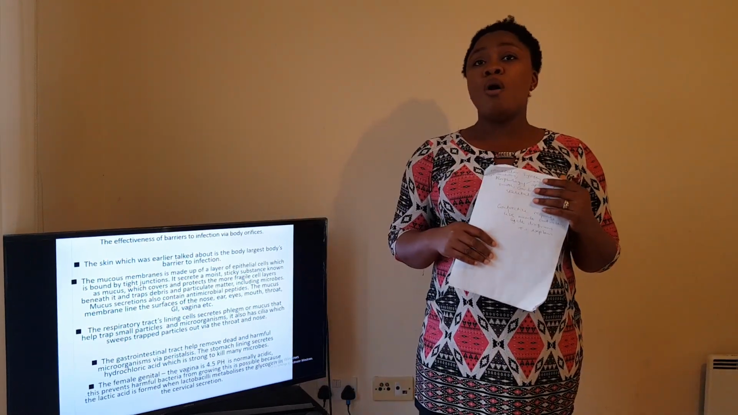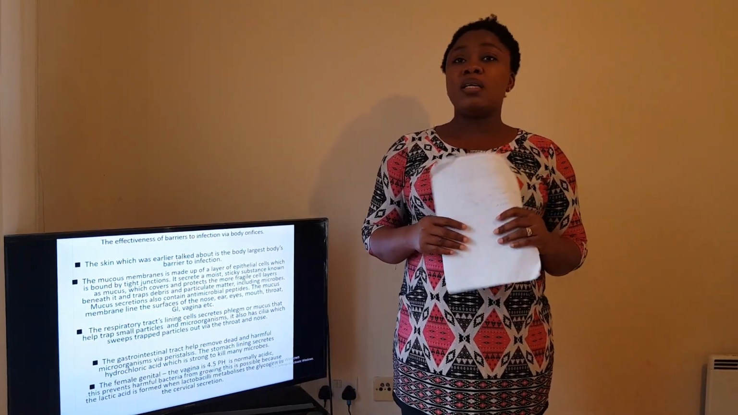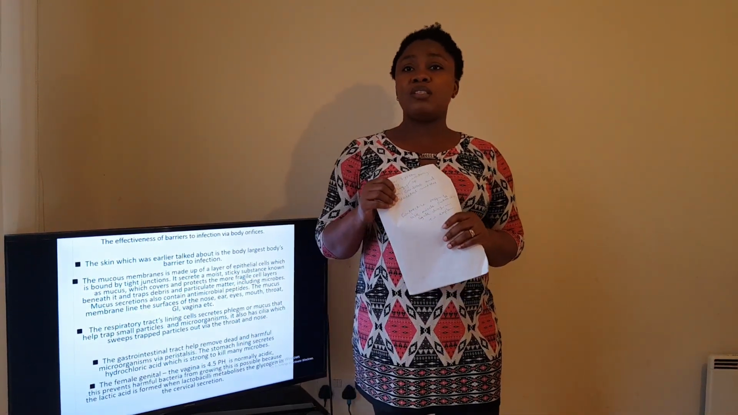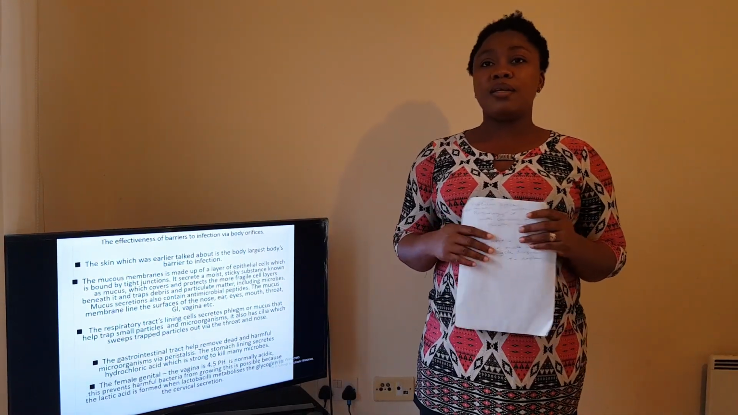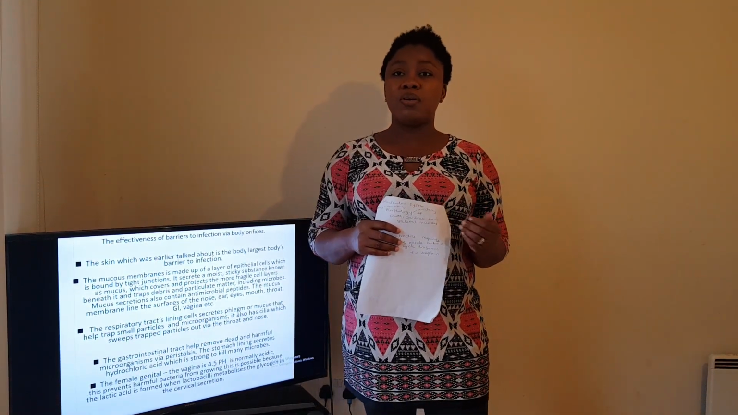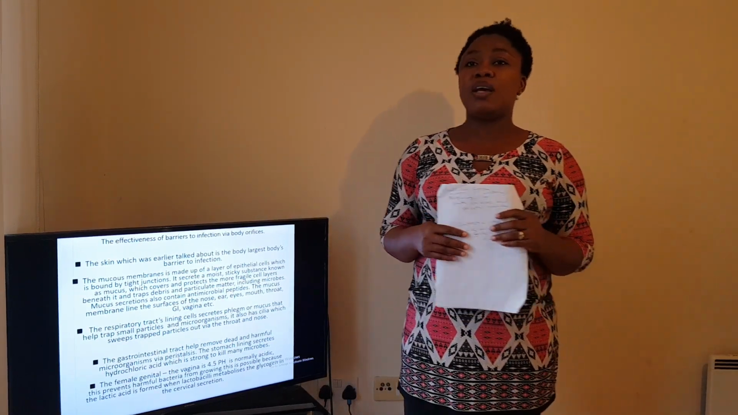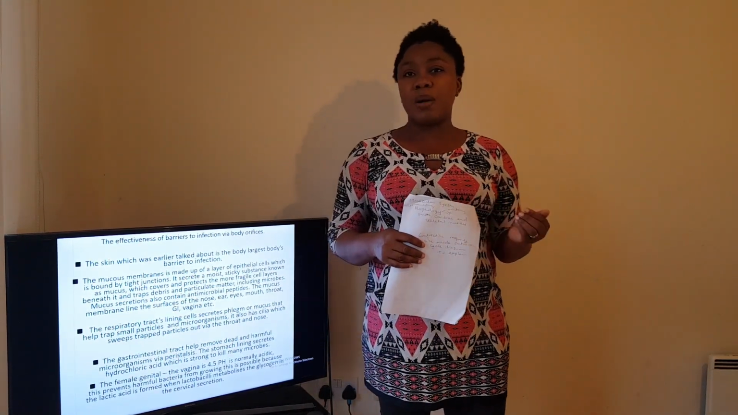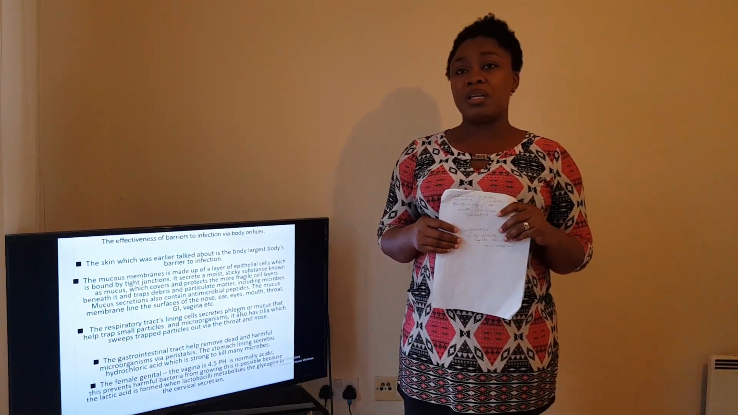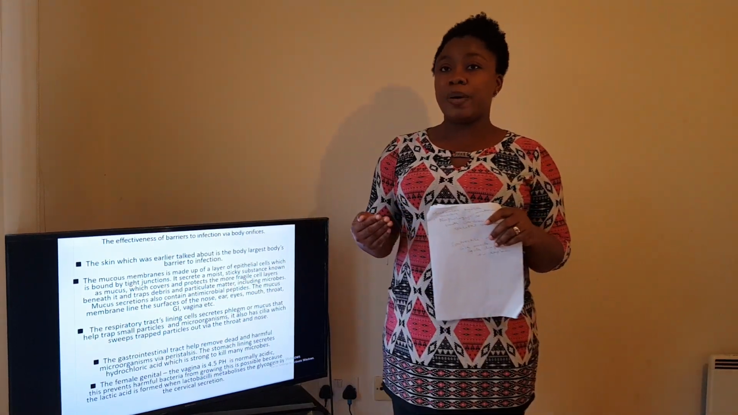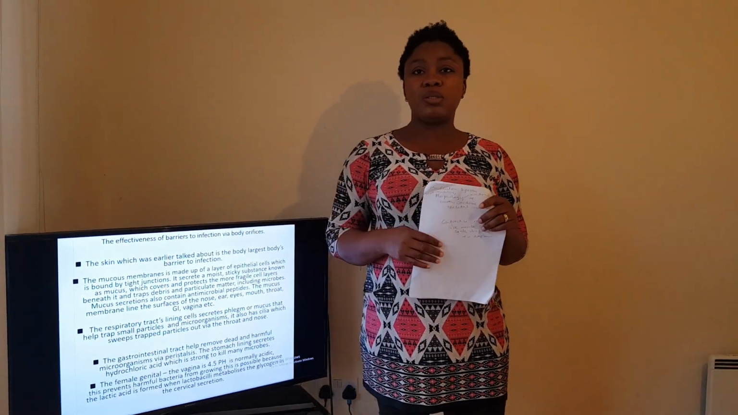So what does this mucus also do? Mucus secretion also contains antimicrobial peptides. The mucous membranes line the surface of the nose, the eyes, the throat, the mouth, the vagina, and the GI tract, etc. The respiratory tract lining cells secrete phlegm or mucus that helps to trap small particles and microorganisms. It also has cilia, which sweep trapped particles out via the throat and nose.